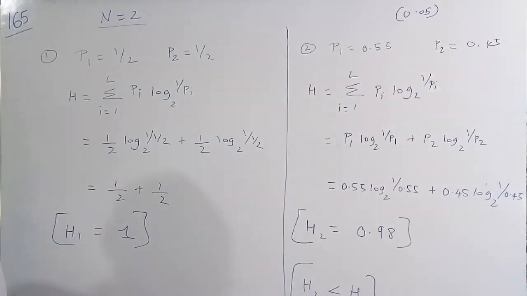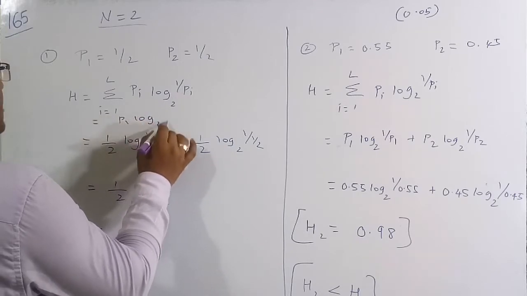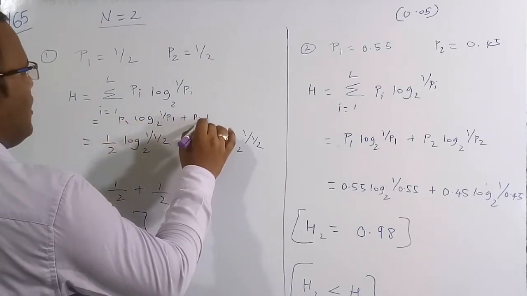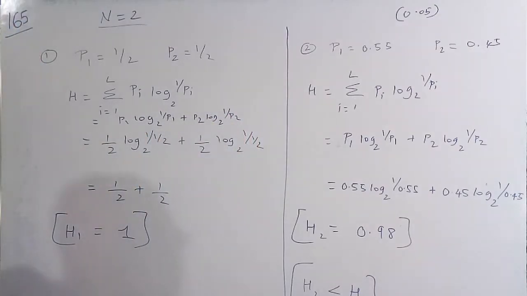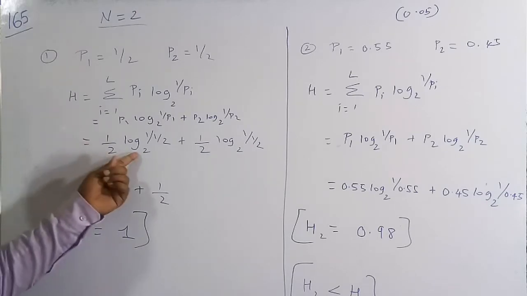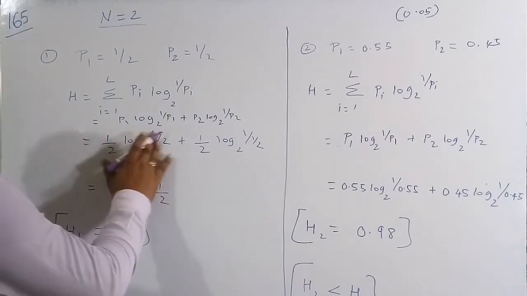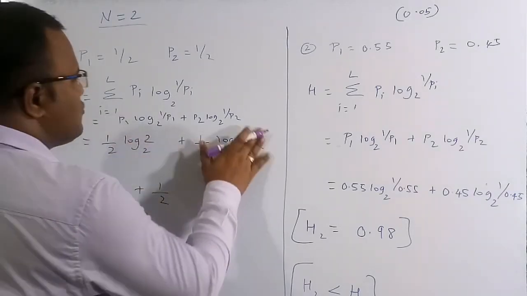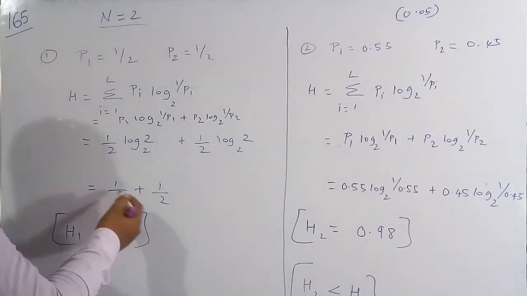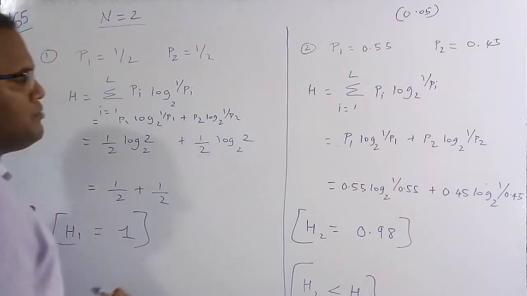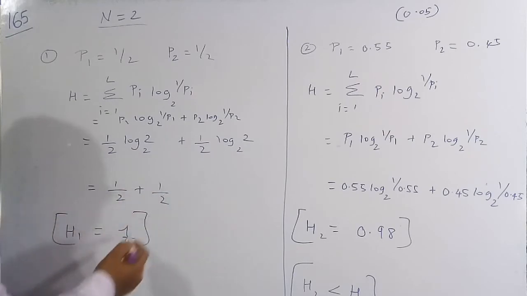So we can write here H is equal to P1 log base 2 1 by P1 plus P2 log 2 1 by P2. So here we know the value of P1 and also we know the value of P2. So substitute them: 1 by 2 log 2 1 by 1 by 2 plus 1 by 2 log 2 1 by 1 by 2. So 1 by 1 by 2 is going to give you answer 2, and here also 1 by 1 by 2 we are going to get 2. So log 2 with respect to base 2 is 1. So 1 by 2 into 1 is 1 by 2, and here also log 2 with respect to base 2 is 1, so 1 by 2 into 1 is 1 by 2. So half plus half is nothing but 1.